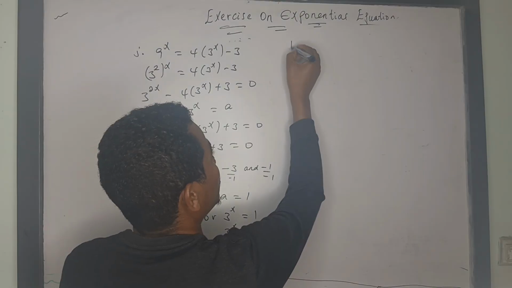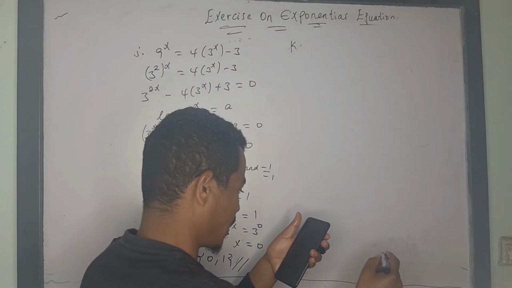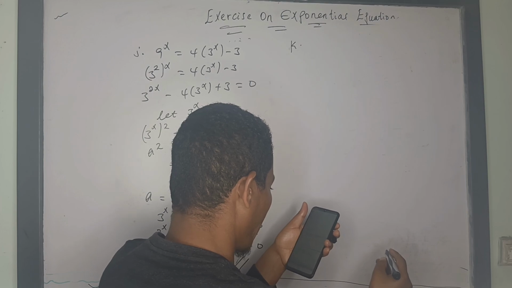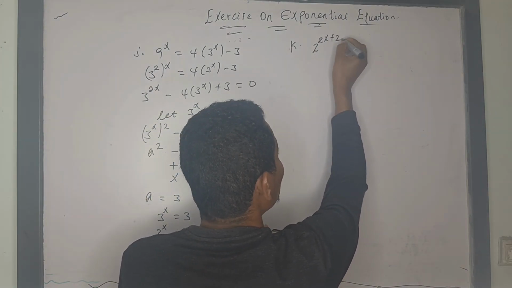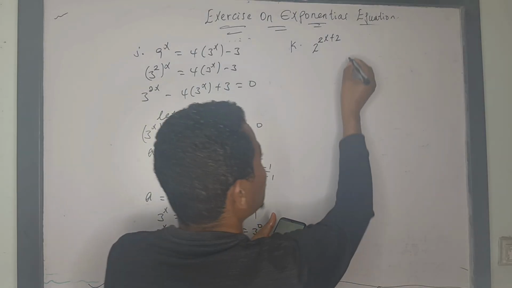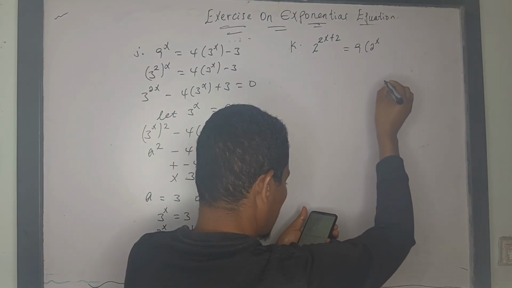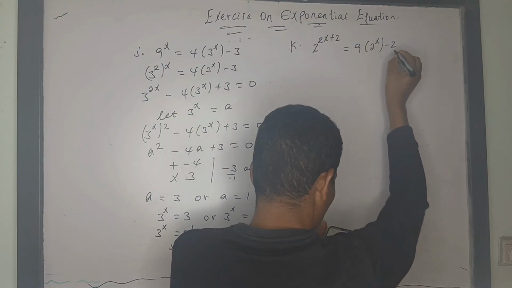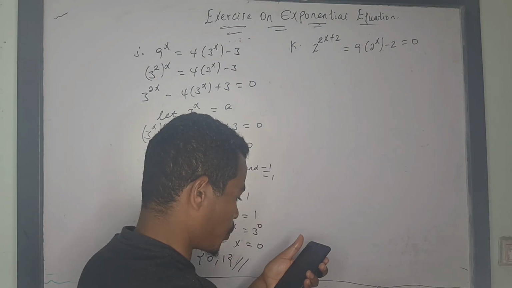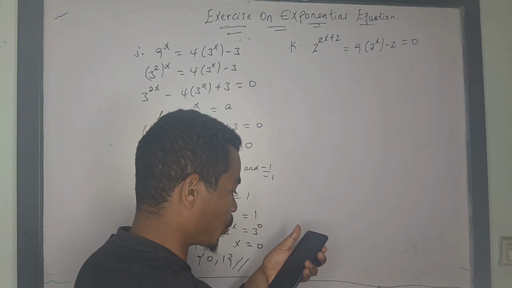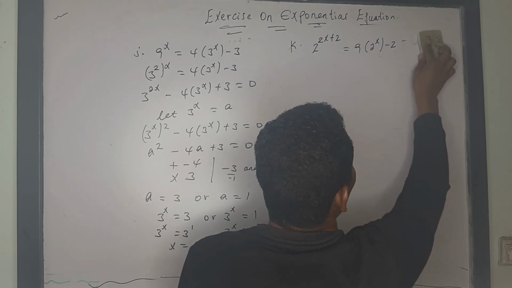J, K, okay? 4 to the power of x, to the power of 2x plus 2, is equal to 9 times 2 to the power of x, minus 2, is equal to 0.